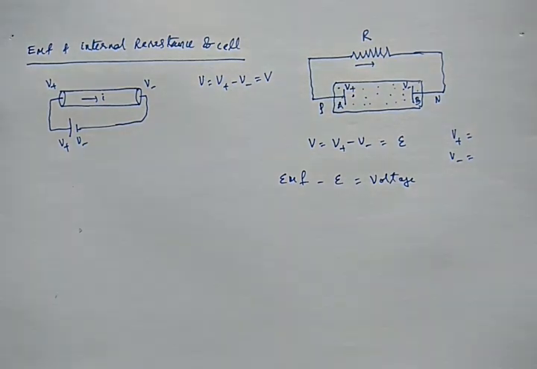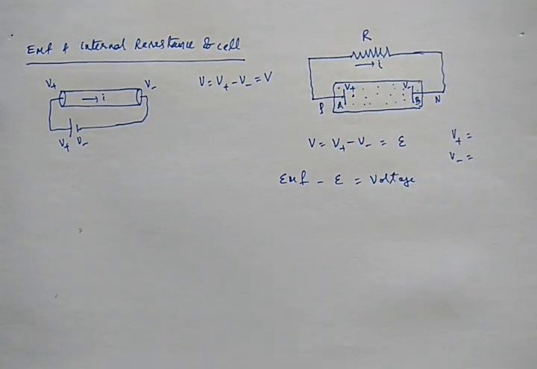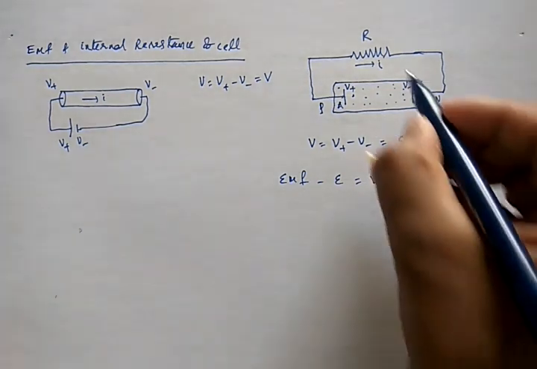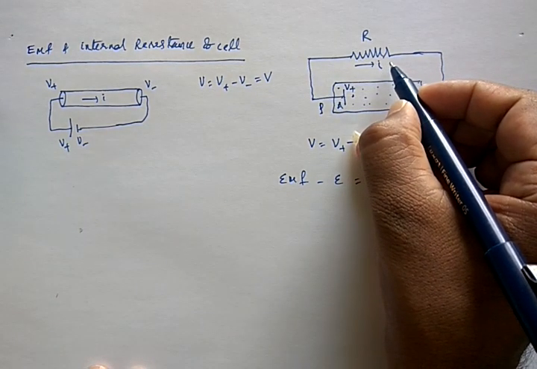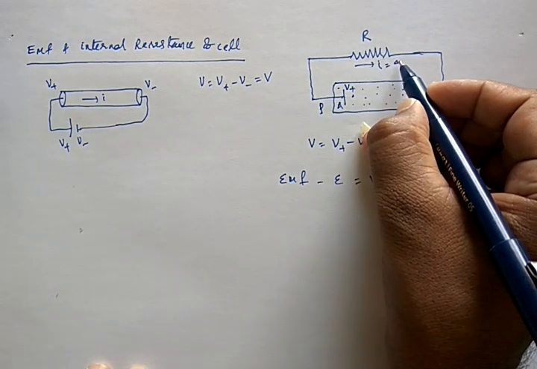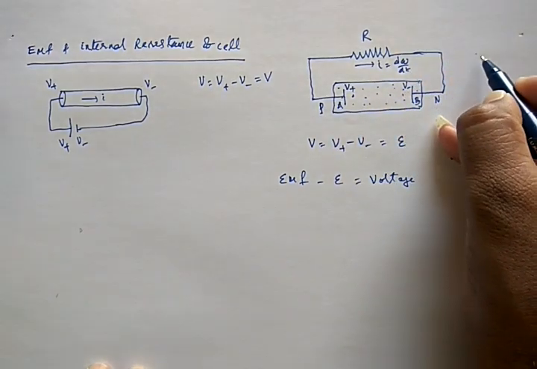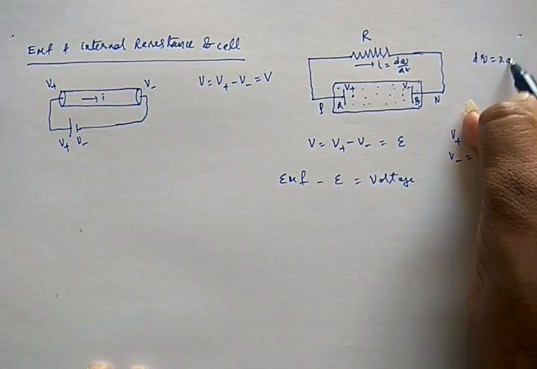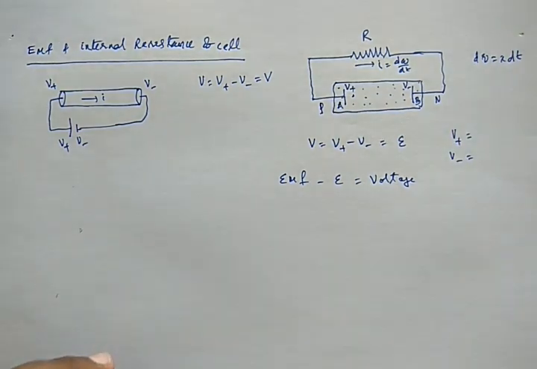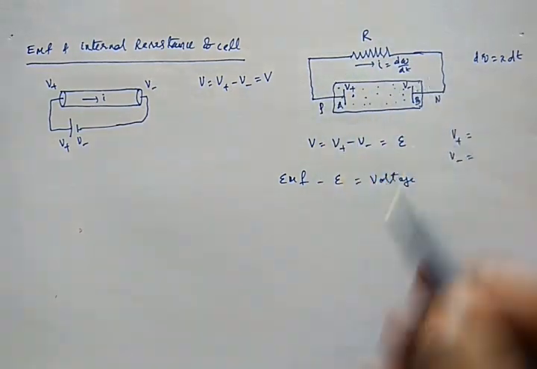So whenever charges are going, the rate at which the charges are going is called current. So the current will be going through that line. So I is the current. I means delta Q by delta T, or you can say dQ by dt. So dQ is I dt. So now we know it means that positive charges will go from A to B in this direction.